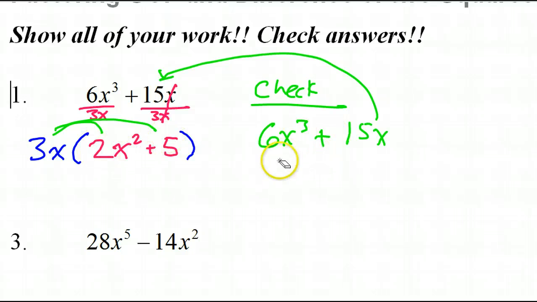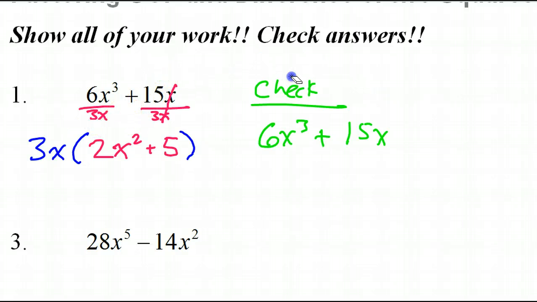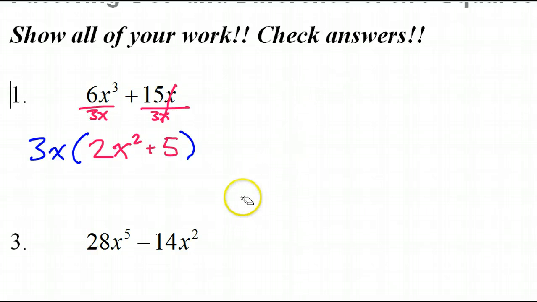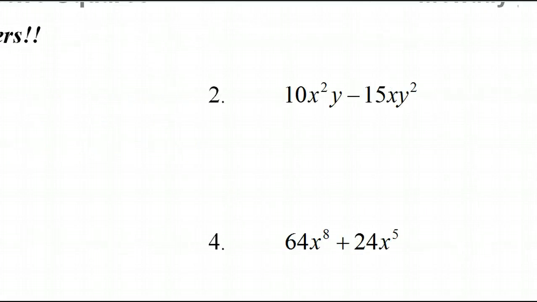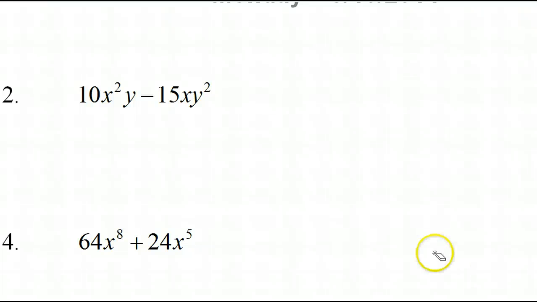That type of check doesn't actually guarantee that you did it right, because maybe you pulled out a common factor but not the greatest common factor. But still, it will help you avoid many types of mistakes. Okay, let's slide over and look at number 2.